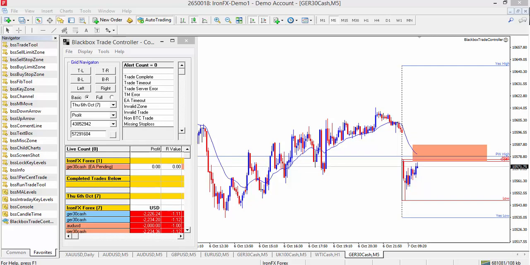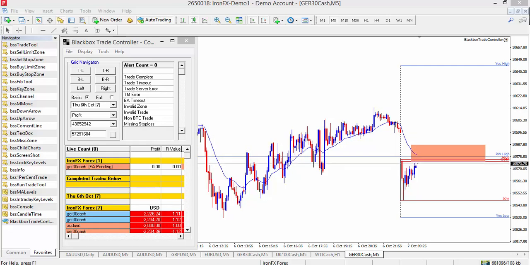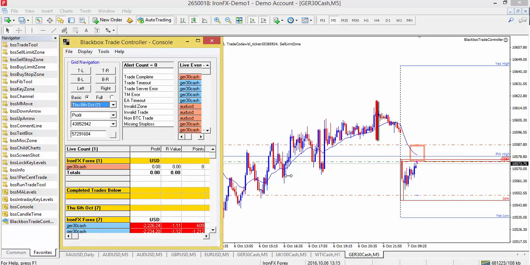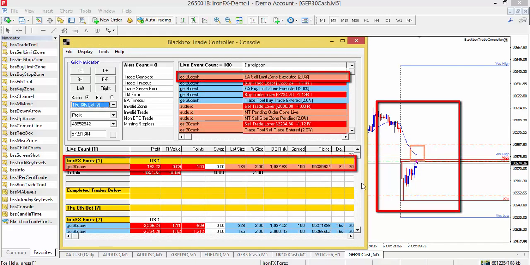The live event grid will only display a record of the pending order if and when it is triggered by the market. Once triggered, both the chart and the trade console are updated automatically.